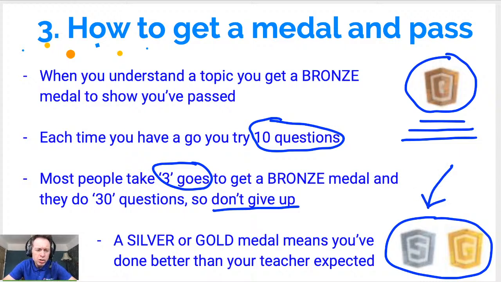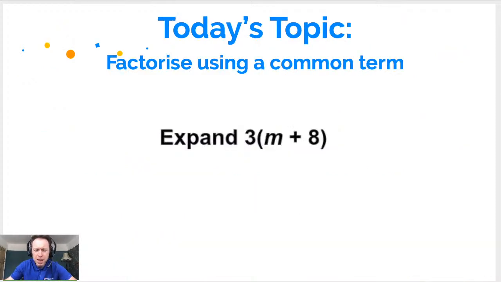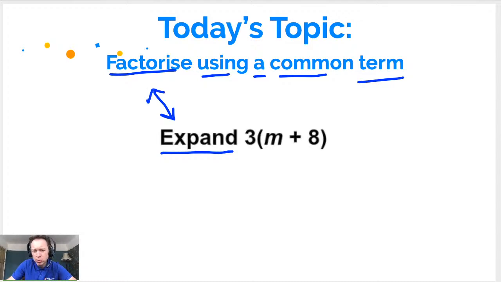So now I'm going to look at some questions for the topic that we're going to be looking at today. And this topic is called Factorise using a common term. So we're going to be doing something called factorising. Now, before we do factorising, you're going to have to do expanding. And expanding is actually the opposite of factorising. So when you expand something, you multiply out the brackets.